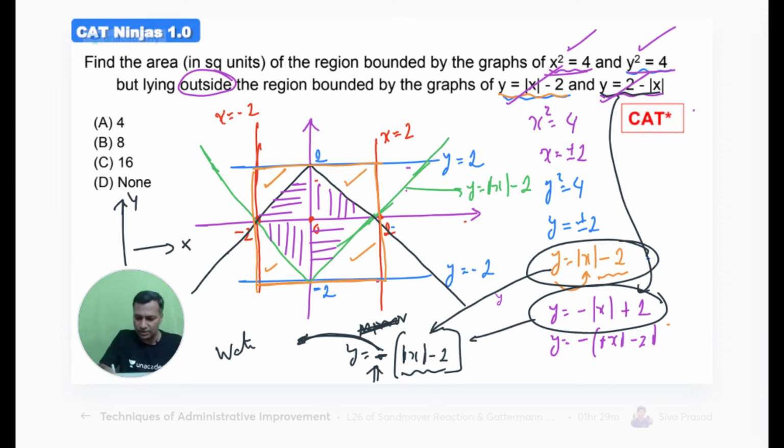You know that the length of this particular square is 4 by 4 units. This is 4 units, and this entire length on the other side is 4 units. 4 into 4 is 16 units, and 16 units divided by 2 is nothing but 8 units. What I want is the region which is ticked, because it is lying outside the region bounded by the graph. So therefore we are looking at this particular region. Pretty good. All of you did well.